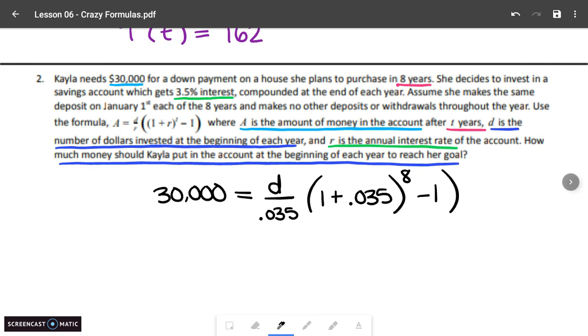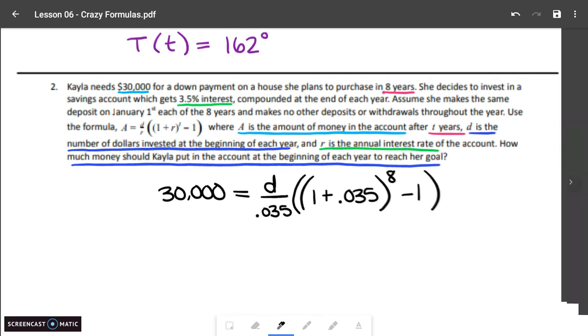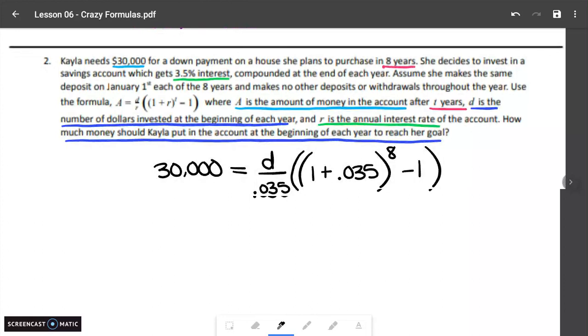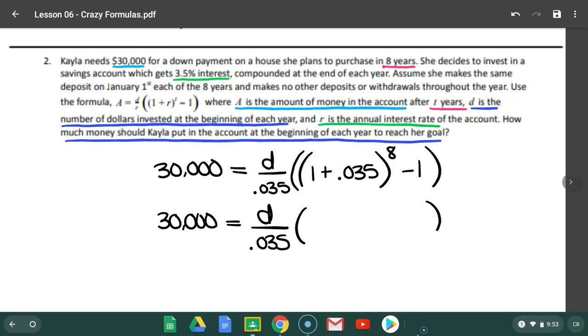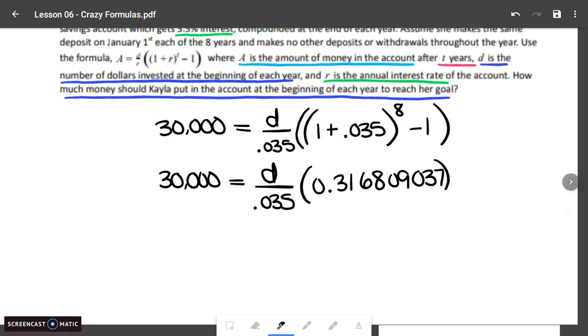So that being said, I would plug everything into the formula here. So we have 30,000. I'm going to go ahead and plug this into the calculator. That 30,000 is still there. We can't do anything with D just yet. But everything in here, I'm going to take a moment and plug that into my calculator just as is. So I plug that into my calculator. I get 0.316809037.